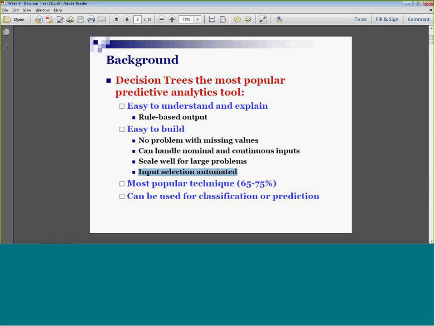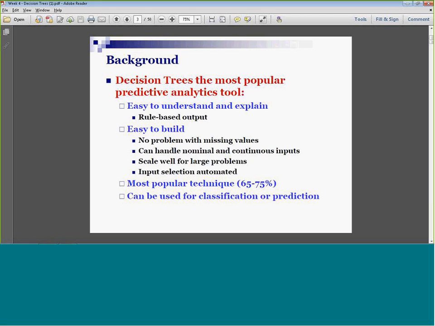And again, it's the most popular technique. Surveys show anywhere from 65 to 75% of organizations doing any kind of predictive modeling, their first choice is decision trees. And of course, it can be used for either classification problems or prediction problems. So we can handle categorical variables or continuous variables. We call it regression trees, but they're trees.